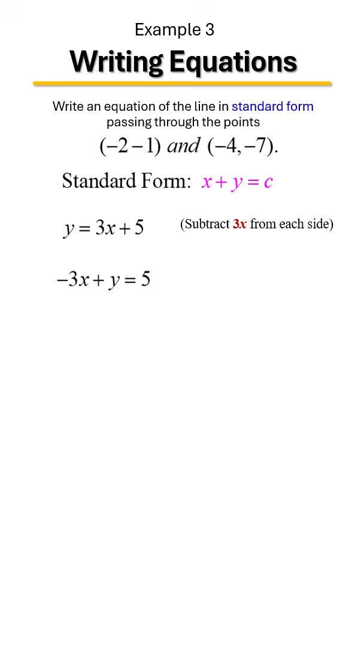Now standard form has one rule, which is that the coefficient of the front end, or the x term, has to be positive. So to get that positive, all we need to do is multiply the whole equation by negative 1, and that basically just turns everything to its opposite, and there you have it in standard form.